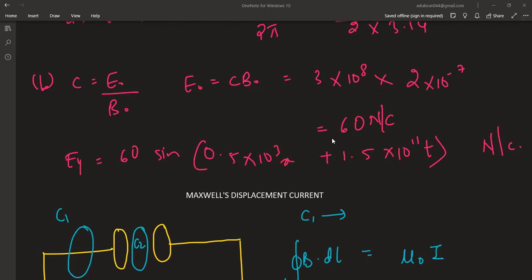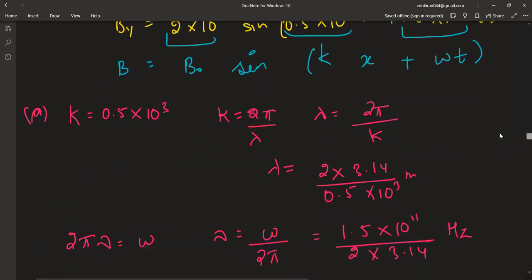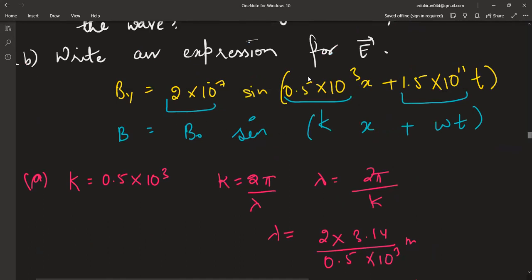Is this clear? Compare it with the main equation which you have. This was the main equation like this. Once you have this, you have all the information. You have this with you, you have this with you, you have this with you. And with these three pieces of information, the rest could be calculated.